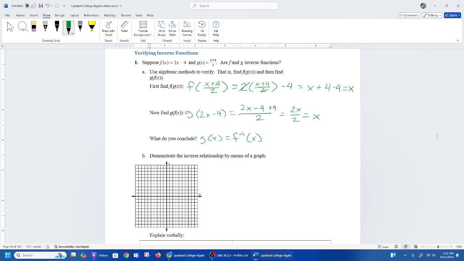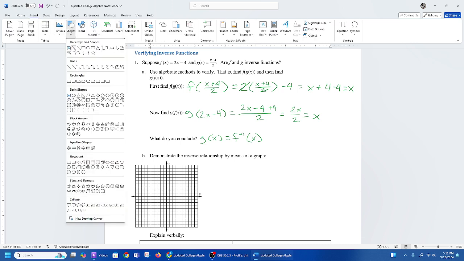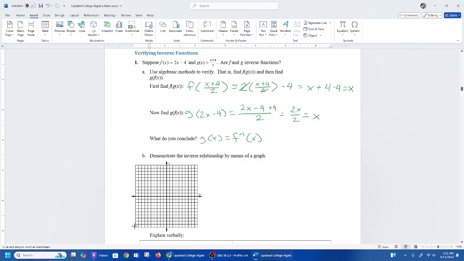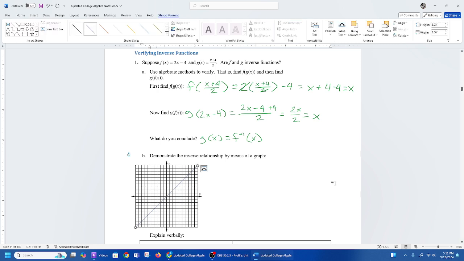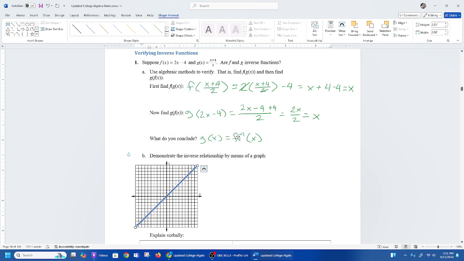They want us to demonstrate this inverse relationship by means of a graph. To do this, I am going to use my shapes because I cannot draw a straight line digitally to save my life. First I'm going to start with the graph of x equals y, and that just goes kitty corner through the graph. I'm going to make it a little bit thicker so you guys can see it better. So our blue line is the graph of x equals y.